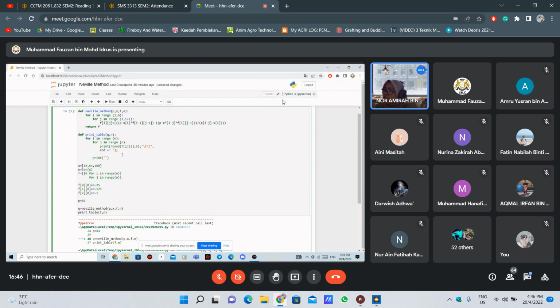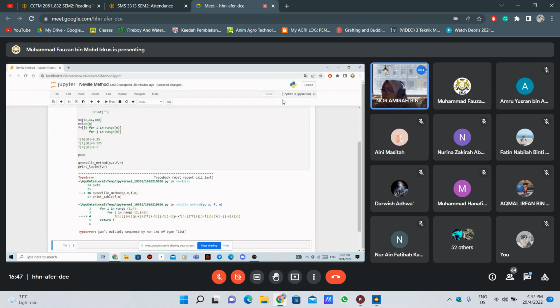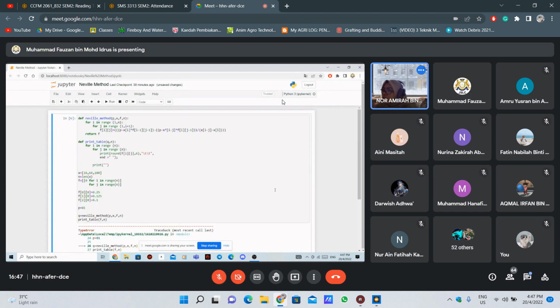Sebab ni view method tu. So cuba run sekejap. Kenapa pula? Kawan-kawan ada nampak tak ni? Takut awak punya ni. Equation.